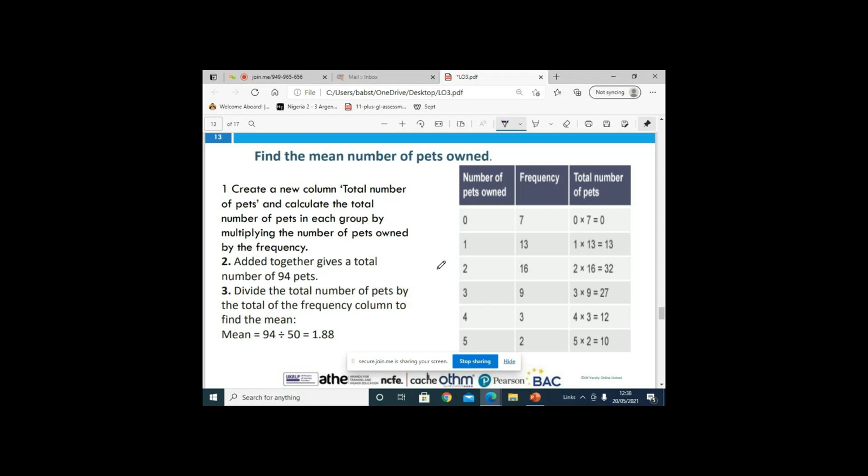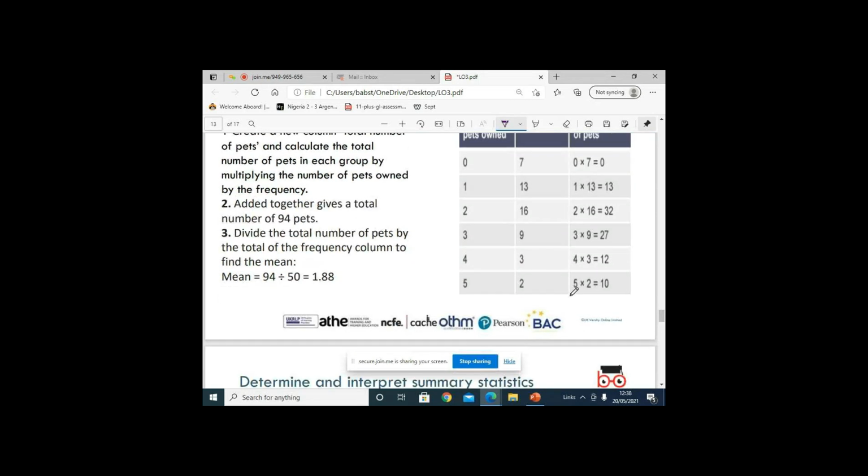So when you create it, you multiply the number of pets by the frequency. 0 times 7 is what? That's going to be 0. Then 1 times 13. 2 times 16 is 32. 3 times 9 is 27. 4 times 3 is 12. 5 times 2 is 10. So you now add them together.